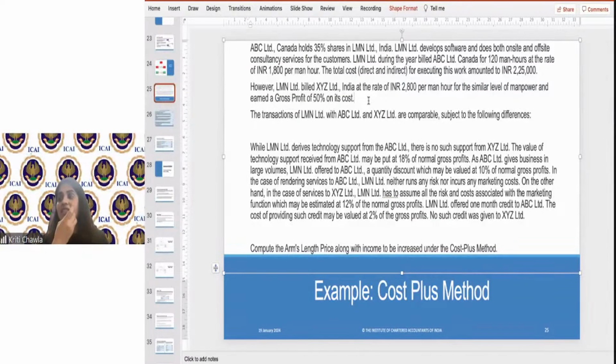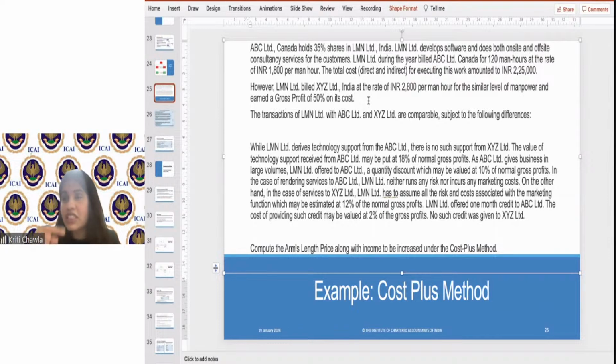That basically means that LMN Limited is providing services to AE, which is ABC Limited Canada, and they were charging them 1,800 rupees per man hour. But they were also providing services to an unrelated party, and when they were providing services to this unrelated party, they were charging them 2,800 rupees per hour, earning a gross profit of 50% on cost.